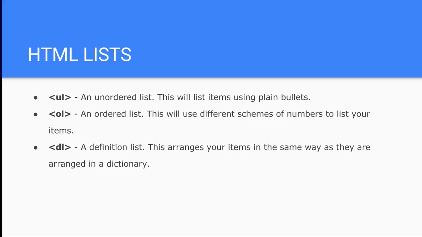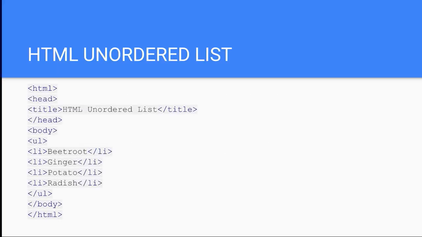So let us discuss the unordered list. An unordered list is a collection of related items that have no special order or sequence. This list is created by using the HTML UL tag. Each item in the list is marked with a bullet. Let's see an example.